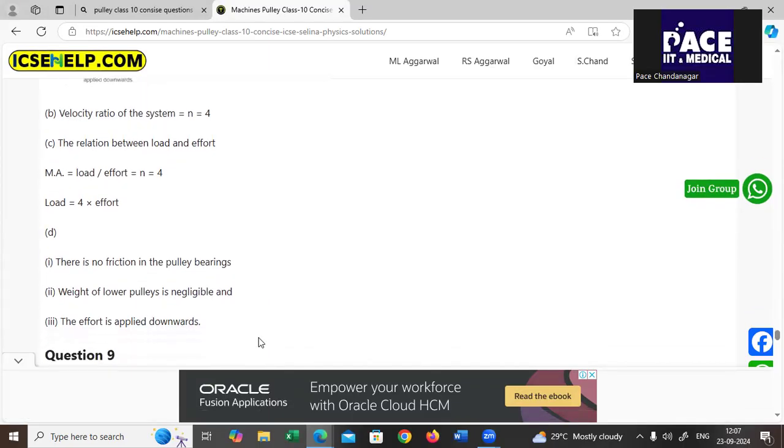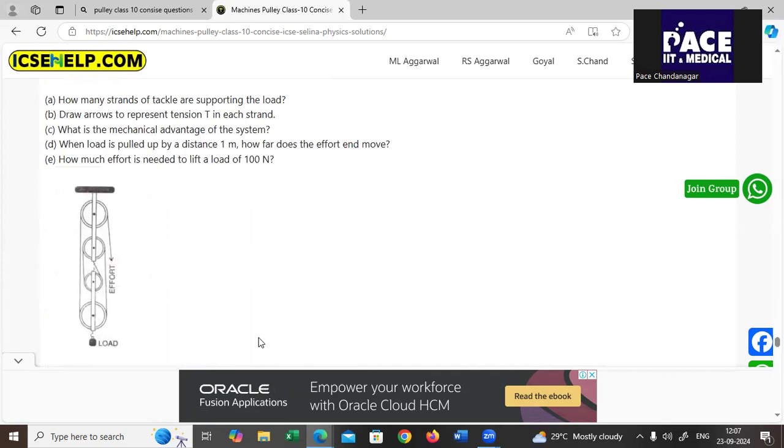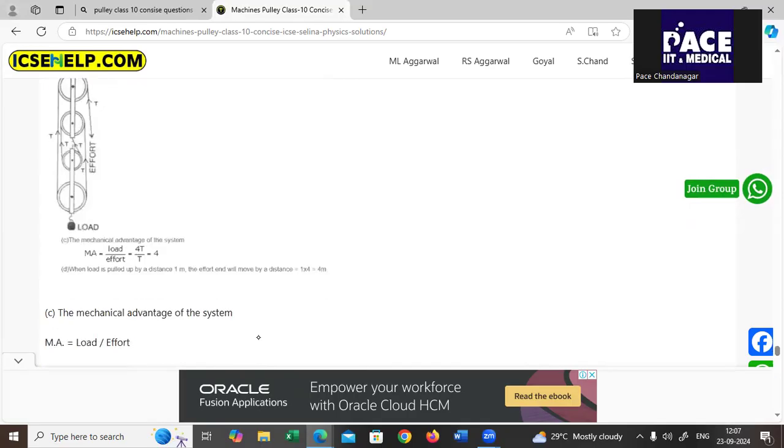Yeah. Next question, question number 9. How many strands of tackle are supporting the load here? As you can see, 1, 2, 3, 4. 4T to 1T. So you can just see this also here. Mechanical advantage, 1, 2, 3, 4. All these 4 tensions to 1 tension there, because the same wire is being used there. Therefore, tension remains the same in the string. Whatever is the tension in the outward string is the same tension in the inward string as well.